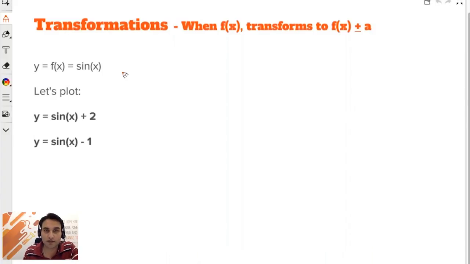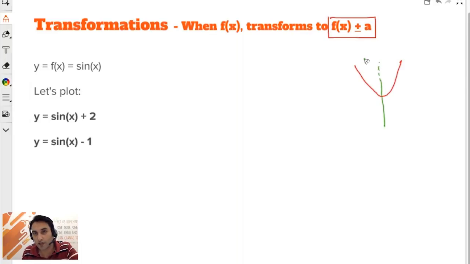Now let's come to this. Let's do the first transformation, f of x plus or minus a. Remember what that was in the quadratic graph? In the quadratic graph, what was it? The movement up and down along the y-axis. Remember that? Up and down along the y-axis.